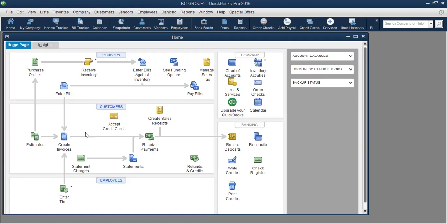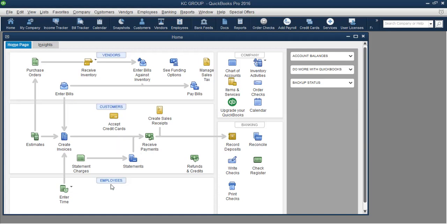When you look at this customer section, it has so many icons in this area. We are seeing there are estimates, invoices, statements, charges, receive payments, everything. There are very many icons within this middle part. It means we are going to spend a lot of time in that section.